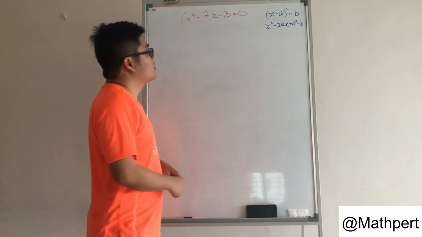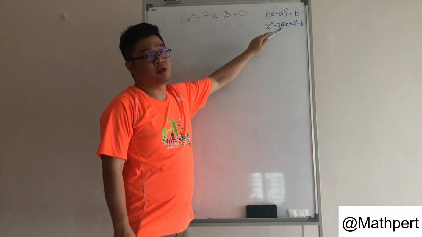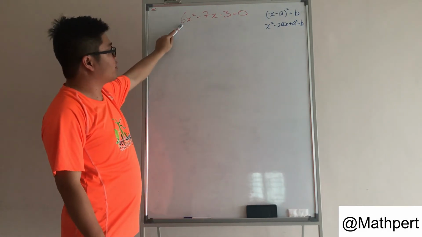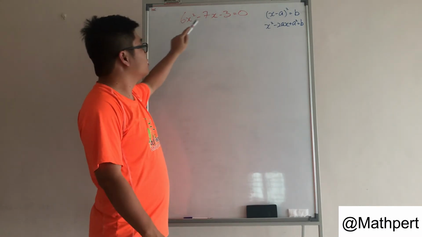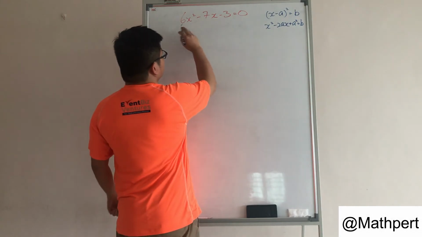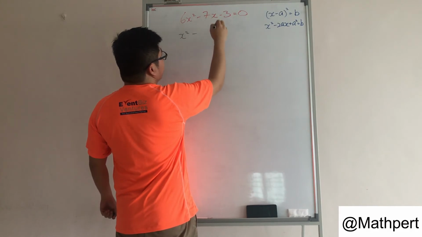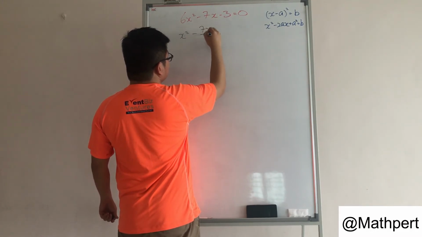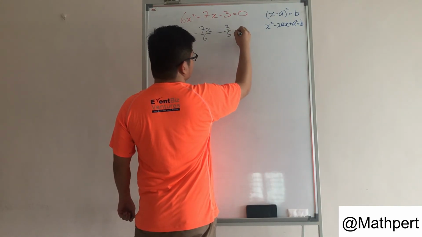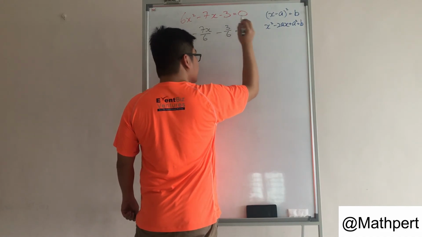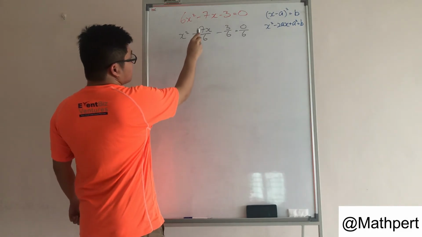Okay, first of all, we convert these quadratic equations to the general form first. So we have a 6 in front. What shall we do? We divide the whole equation by 6. So 6x squared divided by 6 becomes x squared. 7x divided by 6 becomes 7x over 6. 3 divided by 6 becomes 3 over 6. 0 divided by 6 is also 0.